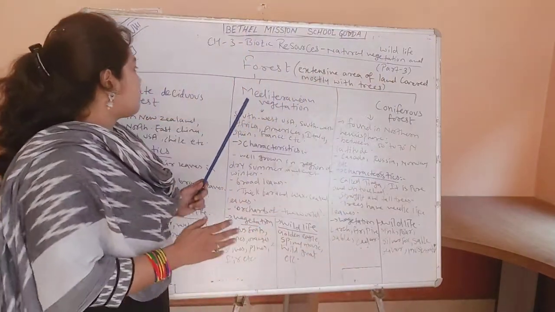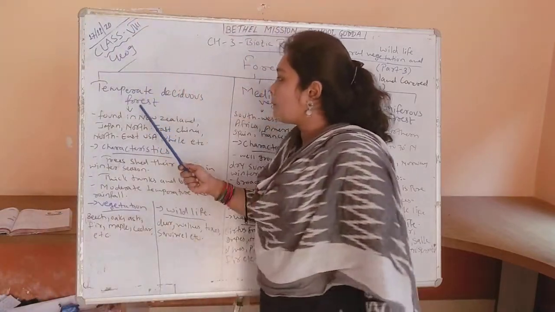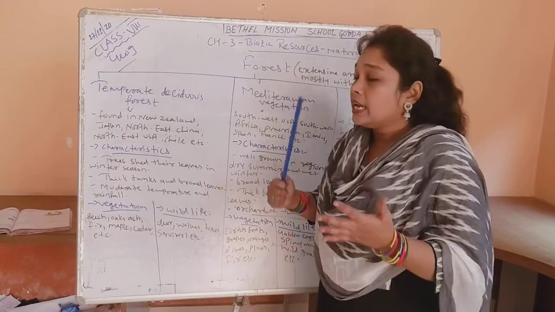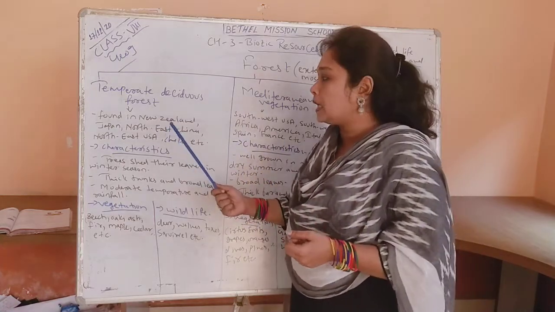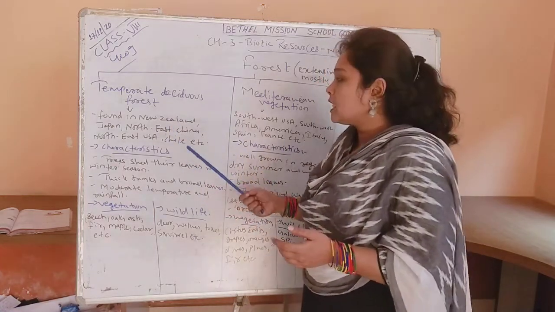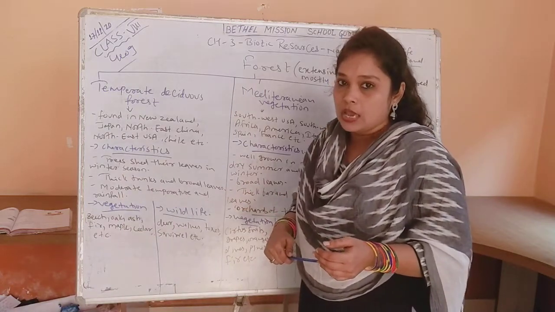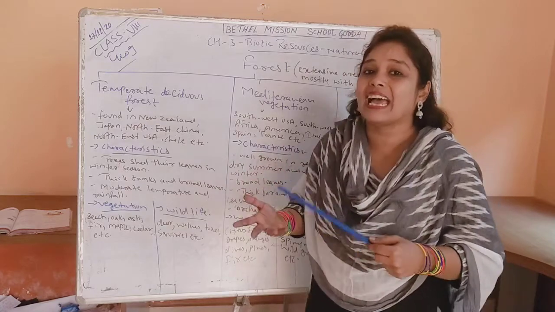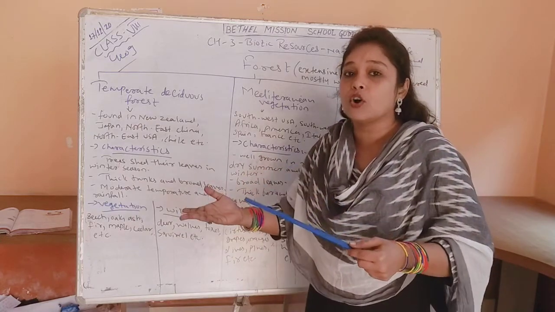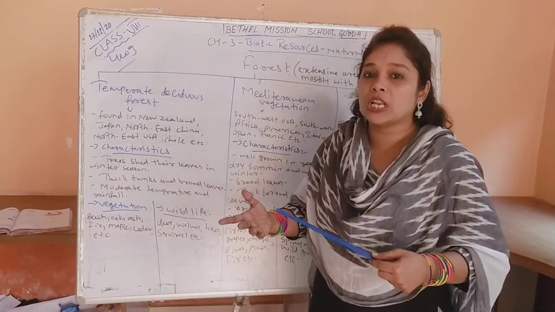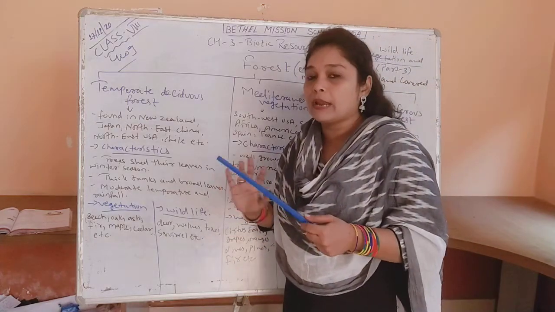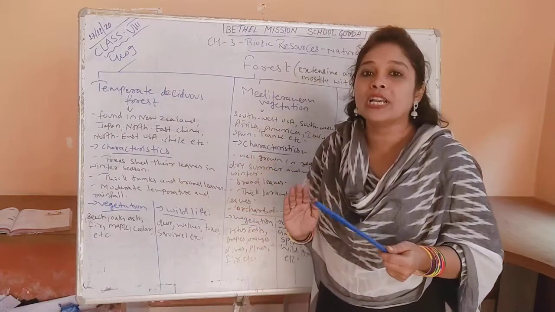So the 4th type of forest which we are going to learn is temperate deciduous forest. What is temperate deciduous forest? It can be found in New Zealand, Japan, Northeast China, Northeast USA, Chile, etc. It can be found in the moderate climate where there is no heavy rainfall, there is no high temperature and there is no high cold. So it can be found in the places where we have a moderate climate.